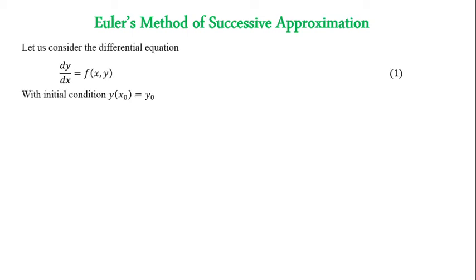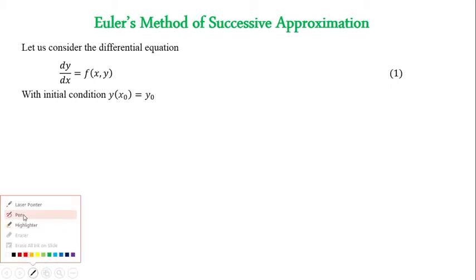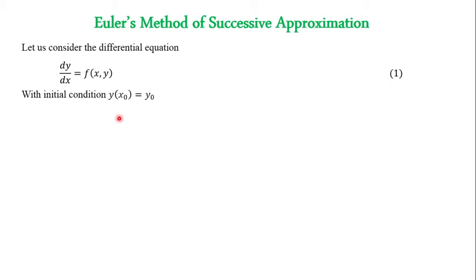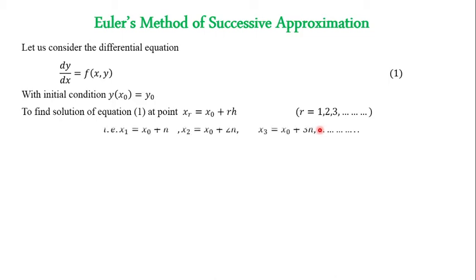So for that we should consider the first order ordinary differential equation dy by dx is equal to f of x, y with initial condition y at x0 is y0. You may call this equation 1. To find the solution of equation 1 at point xr, which is given by x0 plus rh, r equal to 1, 2, 3, that is, if you put r equal to 1 you will get x1 is x0 plus h, r equal to 2, x2 will be x0 plus 2h, r equal to 3, x3 will be x0 plus 3h, etc. Let us consider the interval x0 to x1.